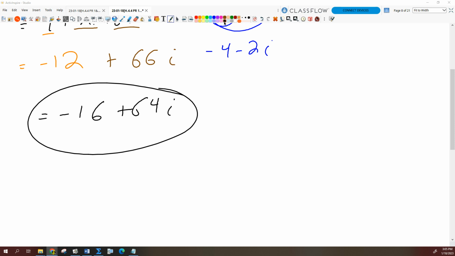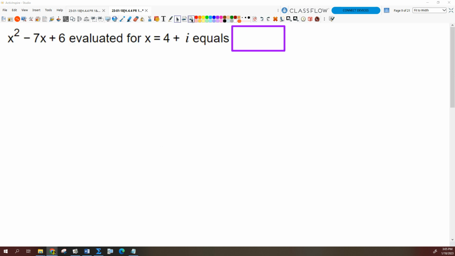What's the imaginary part? Good. Okay, easy. Okay, how would we do something like this? We can evaluate expressions at complex numbers in the same way we would evaluate expressions at real numbers. So what does it mean to evaluate that trinomial for x equals 4 plus i?